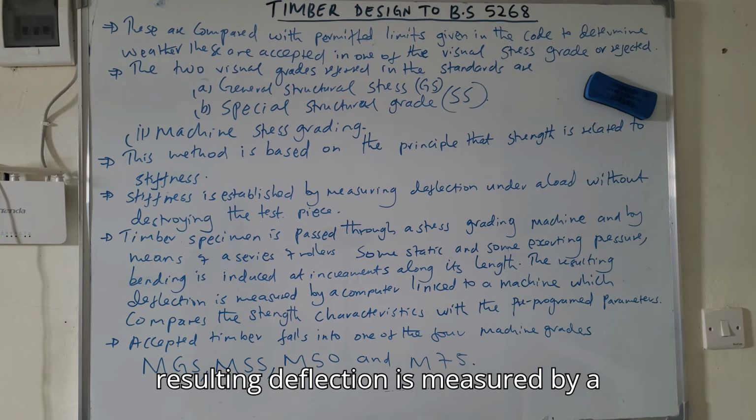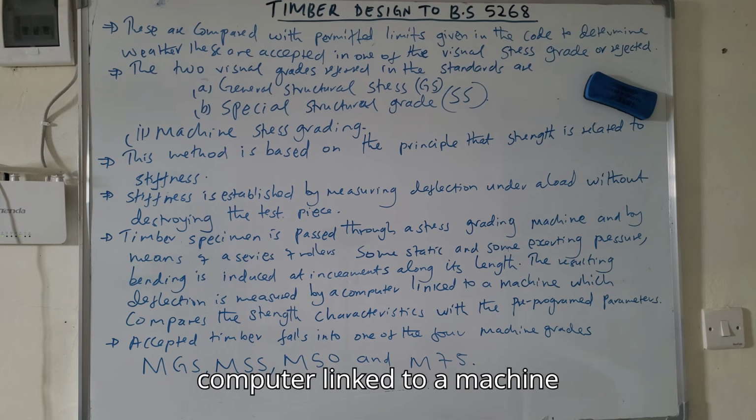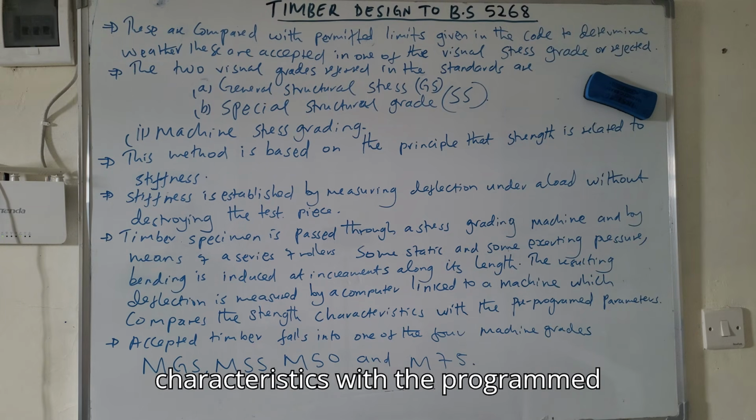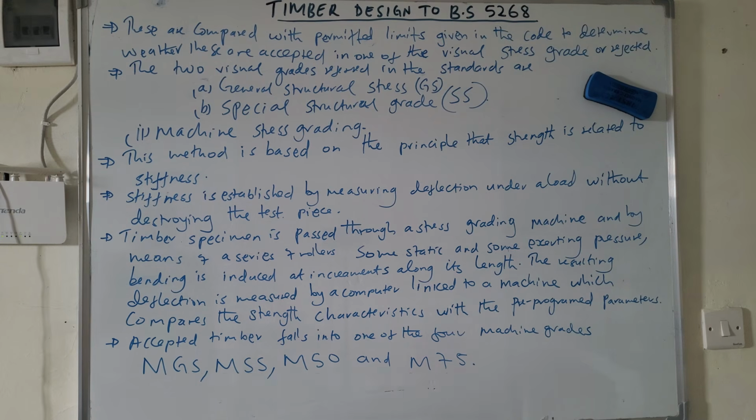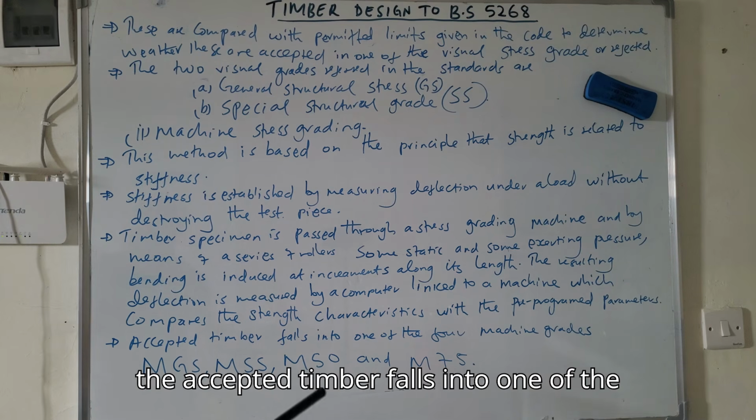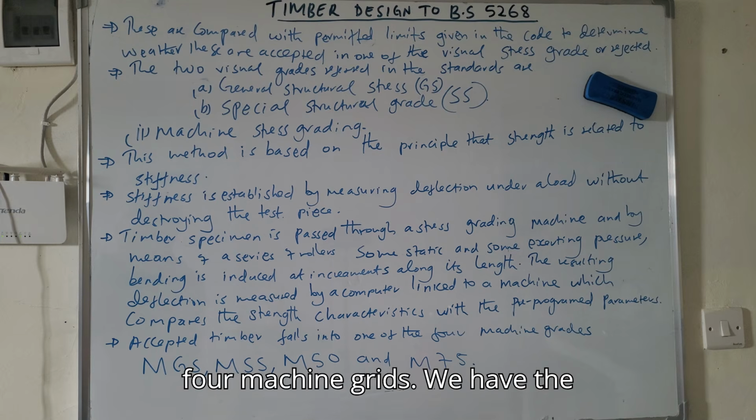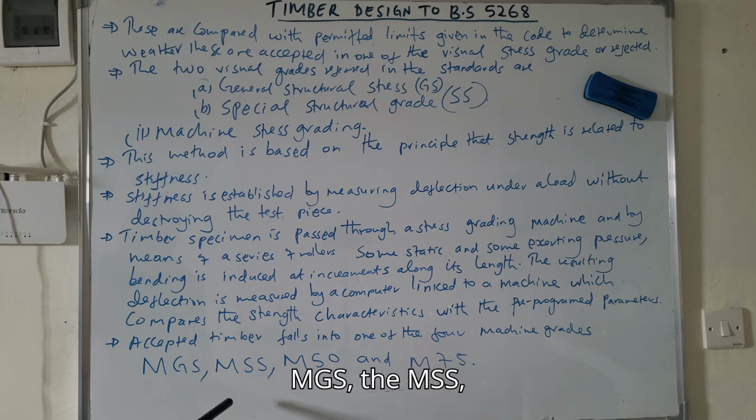The resulting deflection is measured by a computer linked to a machine, which compares the strength characteristics with the programmed parameters in the computer. So the accepted timber falls into one of the 4 machine grades: we have the MGS, the MSS, M50, and M75.